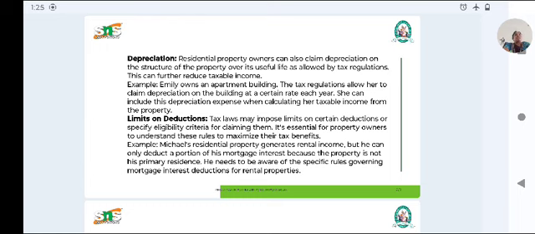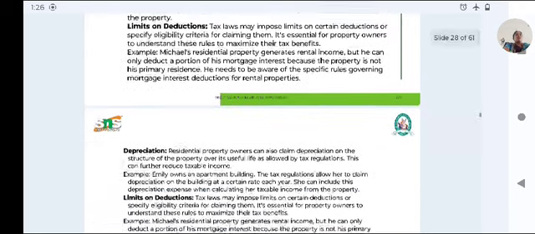Limits on deductions. Tax laws may impose limits on certain deductions or specific eligibility criteria for claiming them. It is essential for property owners to understand these rules to maximize the tax benefits. For example, he owns a residential property that generates rental income, but he can only deduct a portion of his mortgage interest because the property is not his primary residence. He needs to be aware of the specific rules governing the mortgage interest deductions for the rental property.